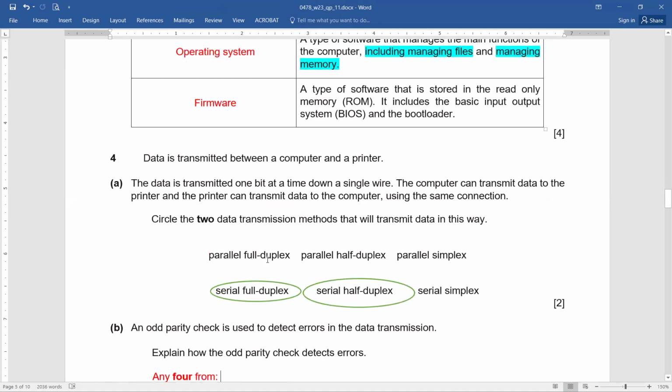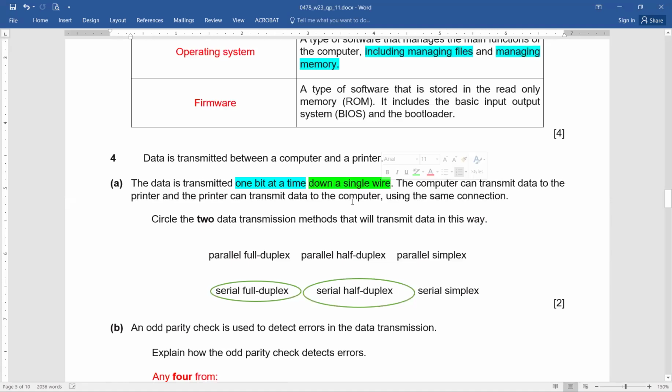4A. Data is transmitted between a computer and a printer. Part A. The data is transmitted 1 bit at a time down a single wire. 1 bit at a time down a single wire. Now let me highlight so we can recall. And down a single wire.